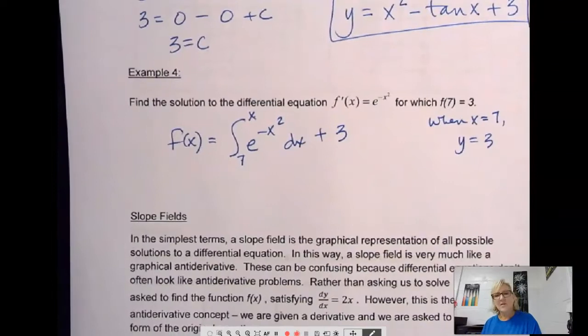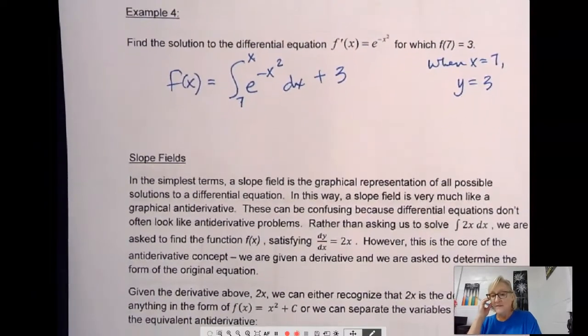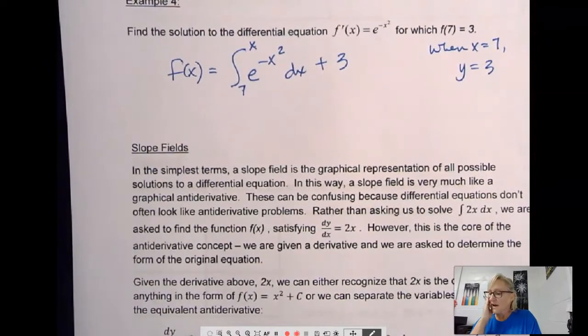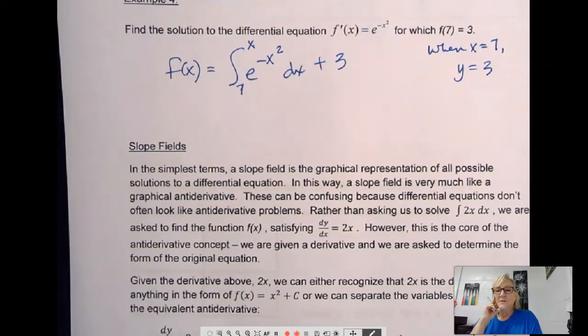Okay, next thing we're going to talk about, this is new, and that's called slope fields. So in the simplest terms, a slope field is the graphical representation of all possible solutions to a differential equation. In this way, a slope field is very much like a graphical antiderivative.